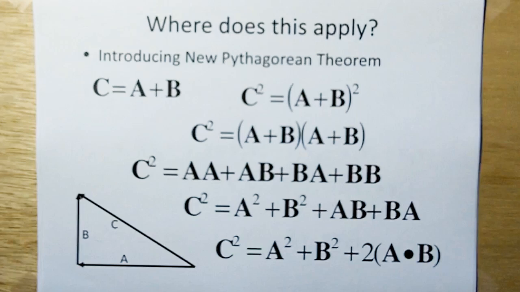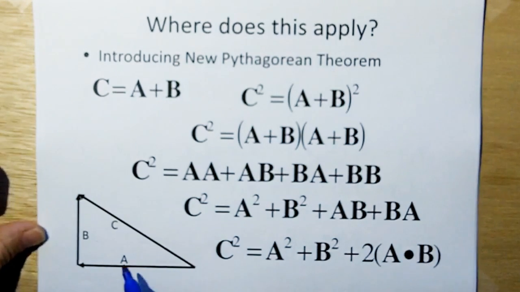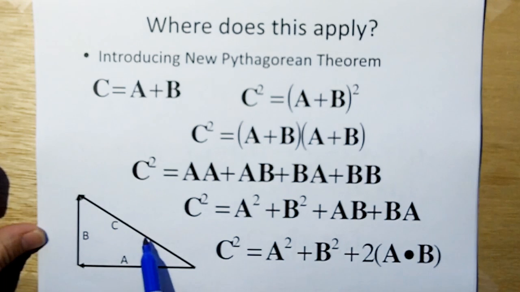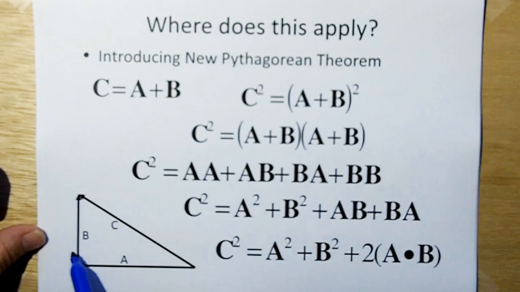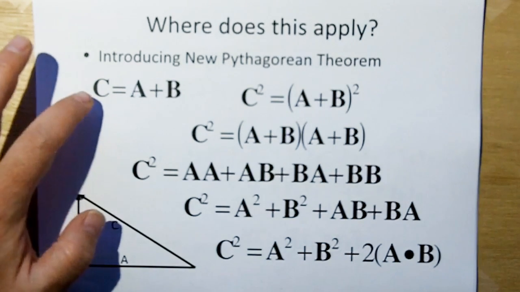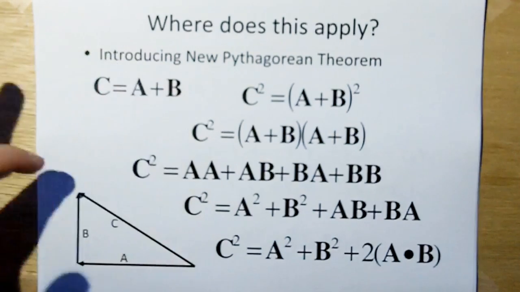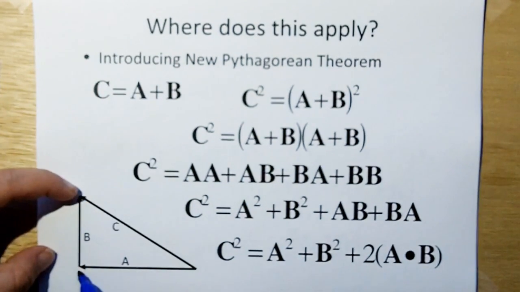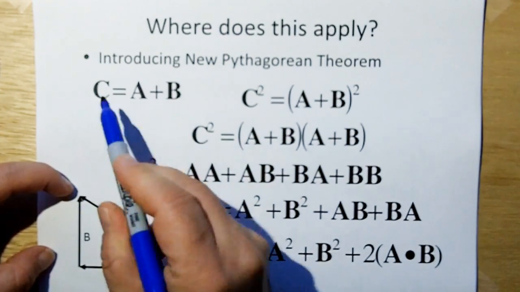You say, well, where does this have any value to us? Well, let's introduce the new Pythagorean theorem. Remember the Pythagorean theorem, we have the hypotenuse C, and we want to find its length when we know the run and the rise, which we're going to call vector A and vector B. In vectors, we say that vector C is the sum of A and B, because the sum of A plus B ends up at the same location that vector C does.